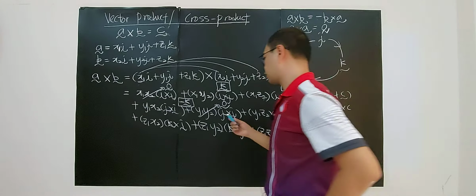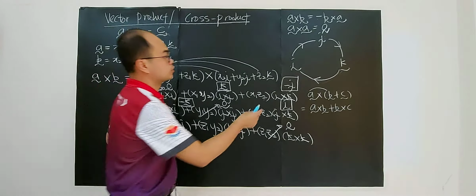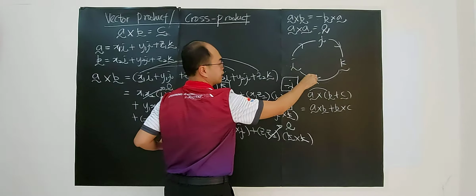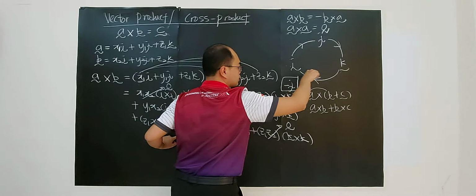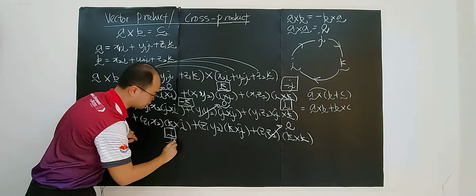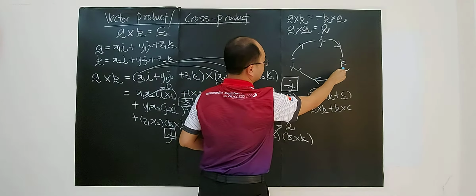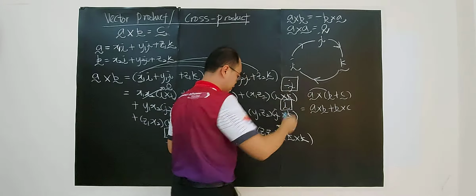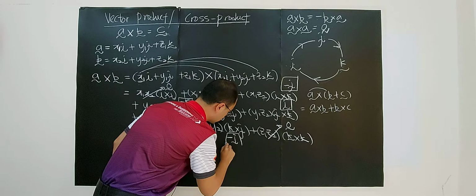Next, k cross i is positive. It follows the arrow, clockwise, so you get component j. And k cross j: the arrow is supposed to be j cross k, but now you have k cross j, so you get negative i. So now I have understood why this is zero.